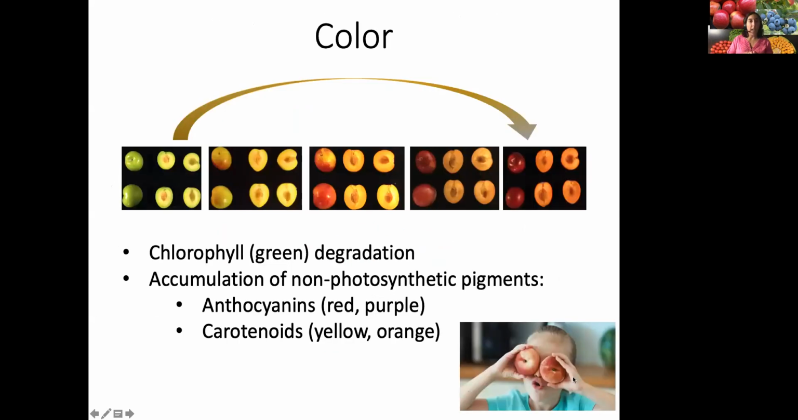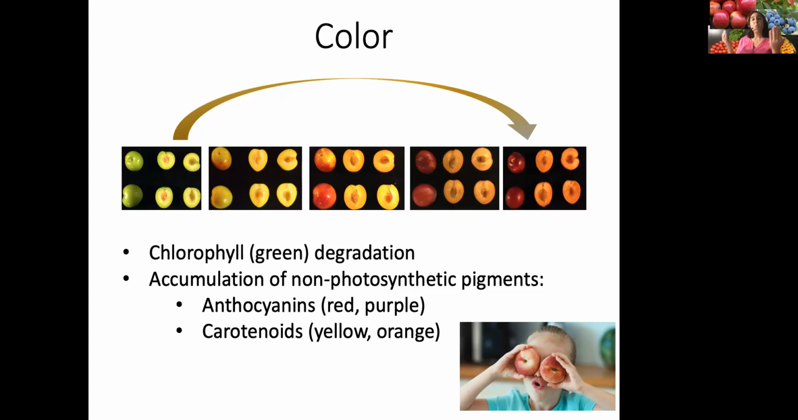So let's start with color. As I said, color is going to change as the fruit ripens, as you can see in this sequence of pictures, specifically from plums. And what is really happening in terms of changes of color as the fruit ripens is we are going to see, in most of the cases, a degradation of chlorophyll, which is this disappearance of this green color that you can see here, for example, in the plums.